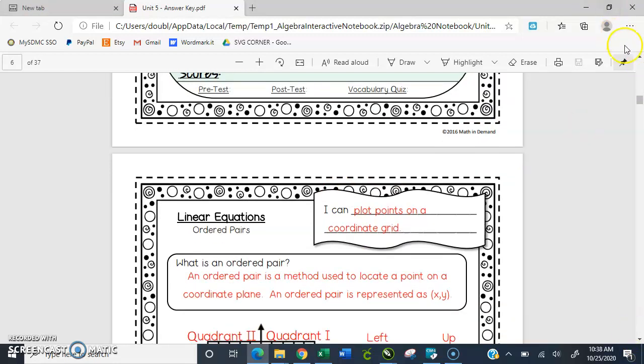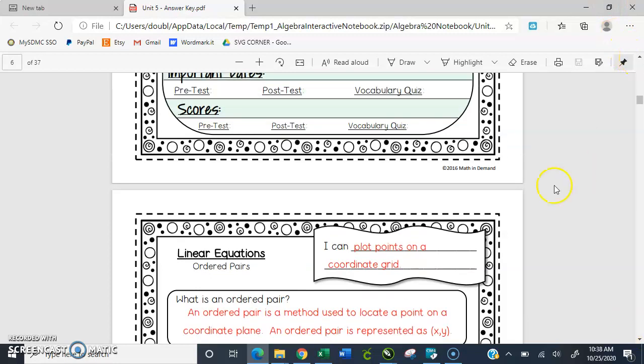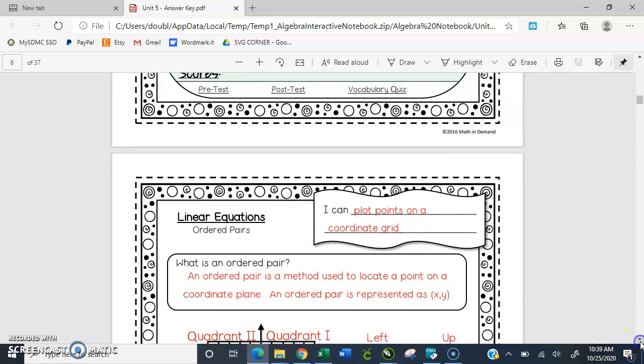We've done ordered pairs before. That's what we have when we have parentheses, and we normally have an X and a Y value. An ordered pair is a method used to locate a point on a coordinate plane. An ordered pair is represented as (x, y). Okay, so we're used to it. We just need to make sure we're graphing correctly and knowing which quadrants go where.